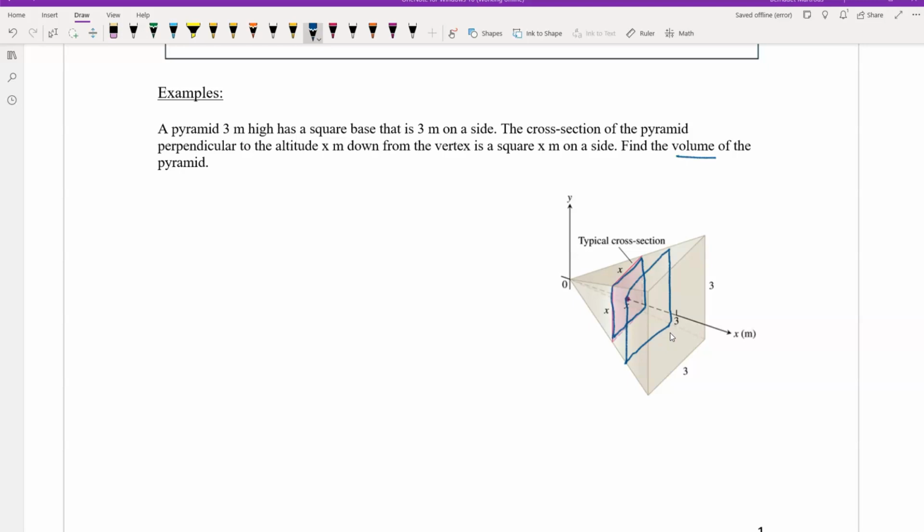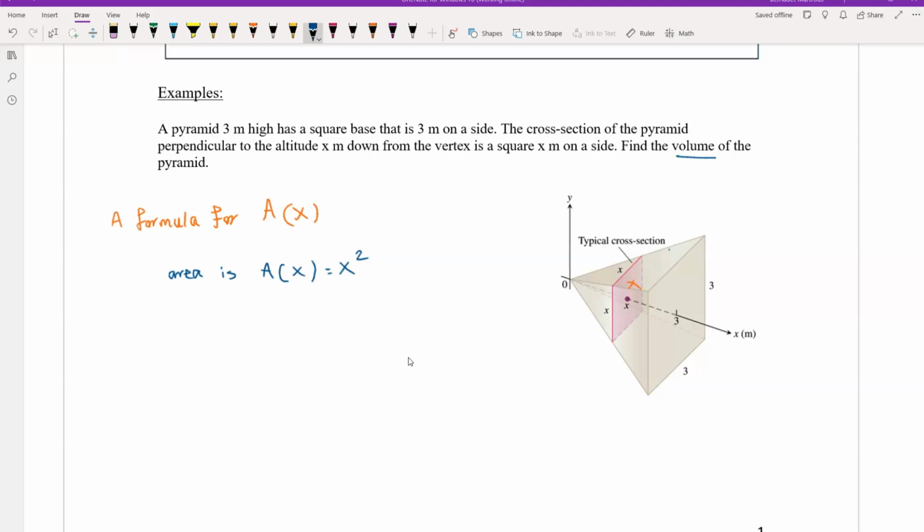Now step 2, we have to find the area of this square. The area of what we have here for the square is x times x, so it's x squared. So the formula for A of x: the cross section at x is a square x meters on the side, so its area is A of x equal to x squared.